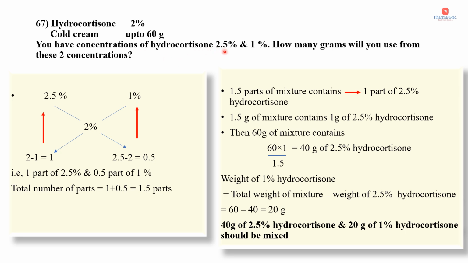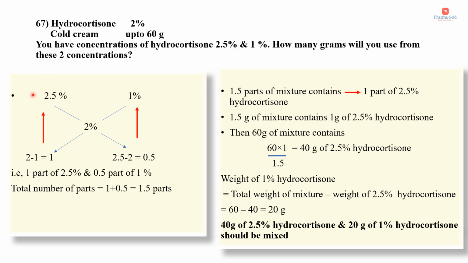Here the higher concentration is 2.5%, and we will write it here, and the lower concentration is 1%. And we need to prepare 2%. This is the prescription we need to prepare: hydrocortisone 2% cold cream up to 60 gram. So we have concentrations of 2.5% and 1%, and we need to prepare 2%.